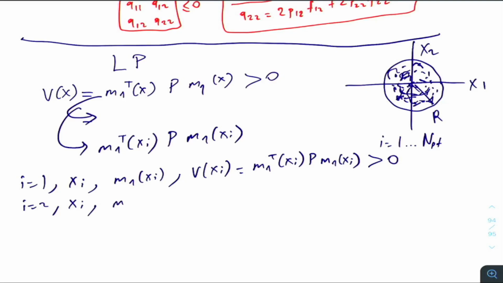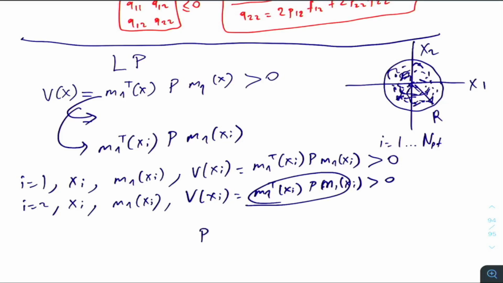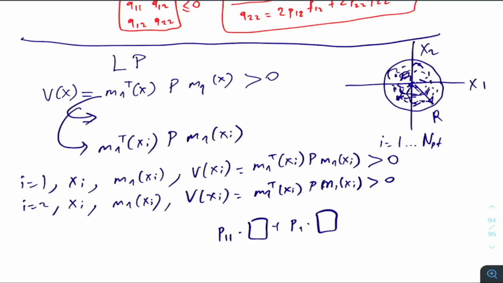And again, we are just going to compute m1 of xi, and this is again numbers. And after that, we are just going to compute this. I'm doing this annoyingly repetitively, I'm aware of this. Just bear with me. And again, this is some p terms, some number p terms.